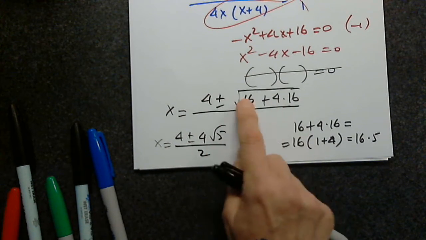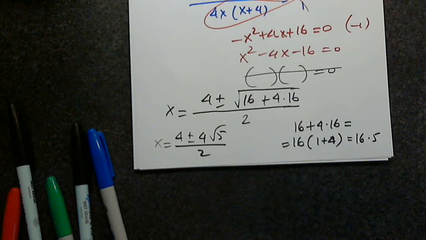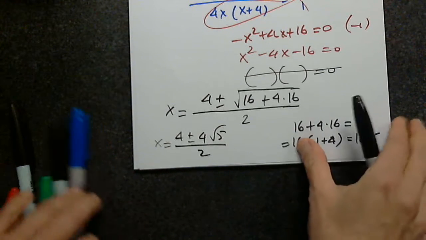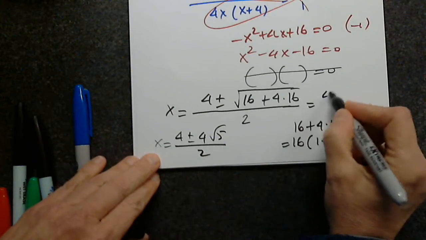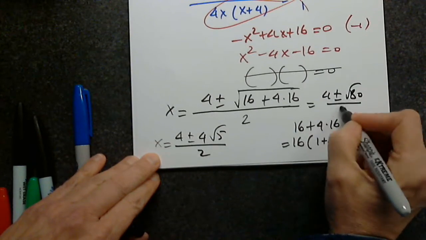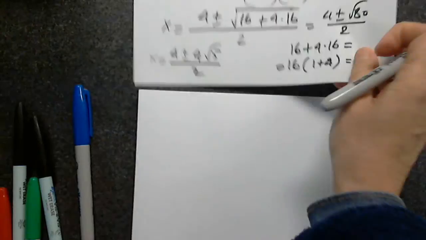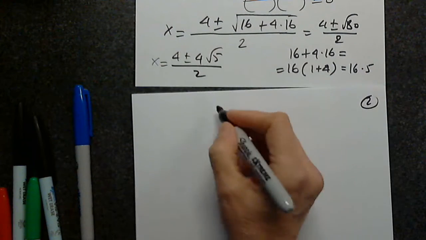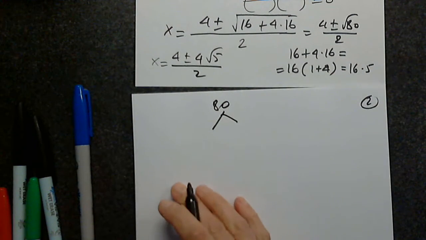So you're saying if you get a big number here, then you're going to have a little bit more work to do. So 16 plus 4 times 16 is 80. Then you will take 4 plus or minus the square root of 80 divided by 2. And you will have to go to prime factorization of 80.